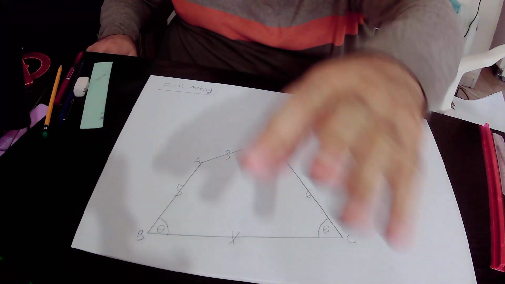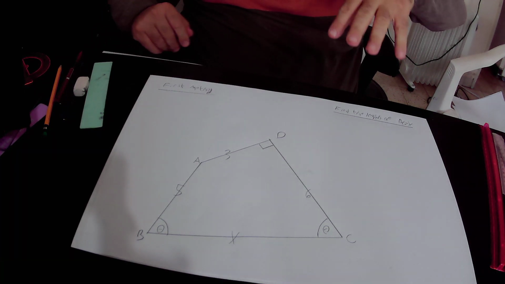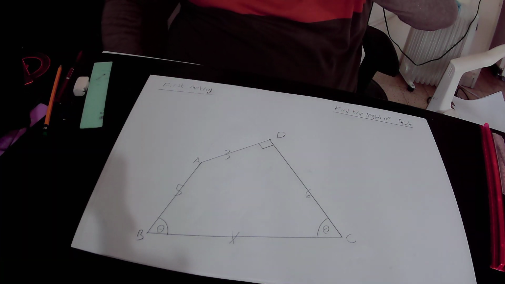Hello, in this lecture we'll find out the length of line segment X using two different methods. In the drawing we have quadrilateral ABCD.